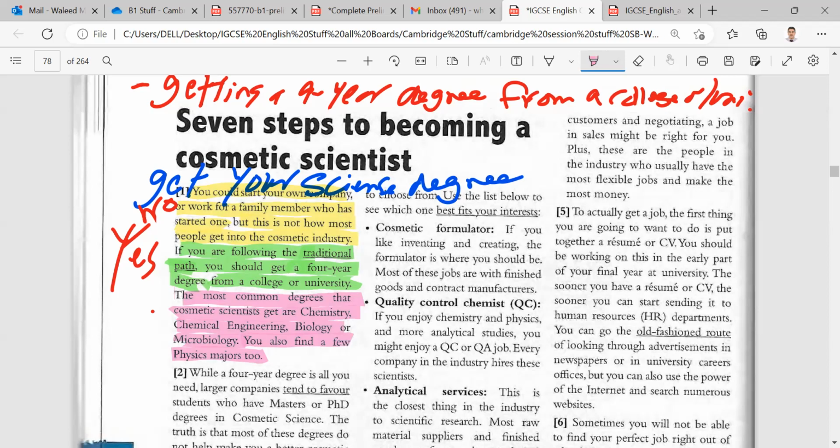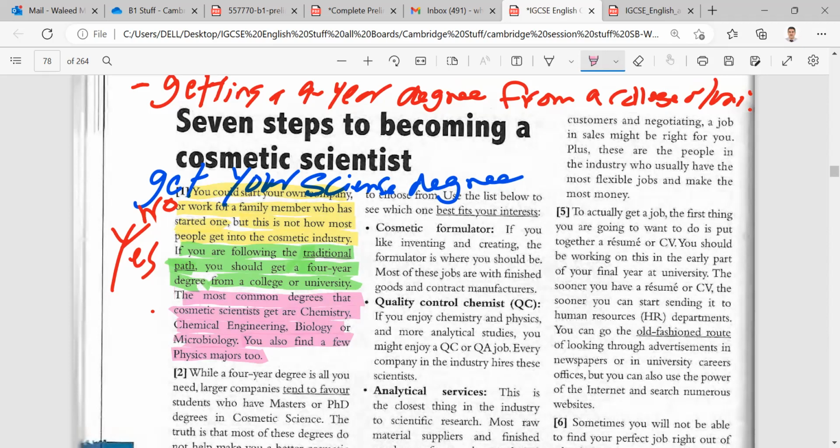Here, ya shabab, the types of degrees, the specifications of the degrees. To get a degree in science, what types of degree? What sections, what departments? You can get a degree in chemistry, chemical engineering, or biology, or physics. Right? So how can you write the main note here? You can say what? The most common degrees may be in chemistry, chemical engineering, biology, and microbiology.